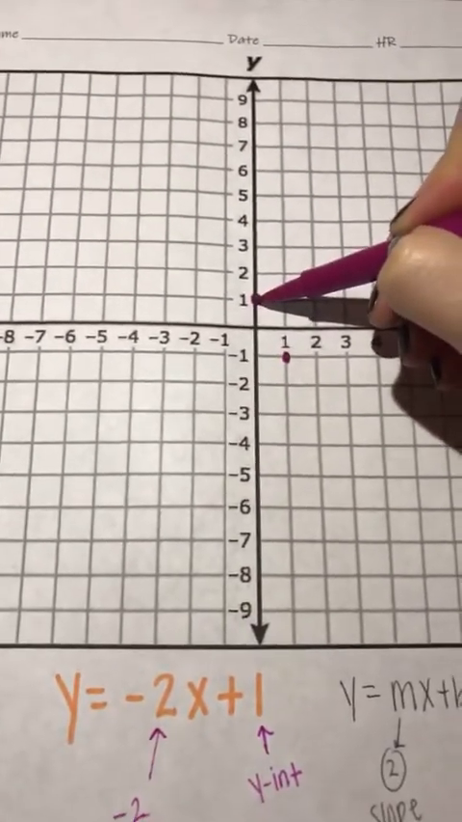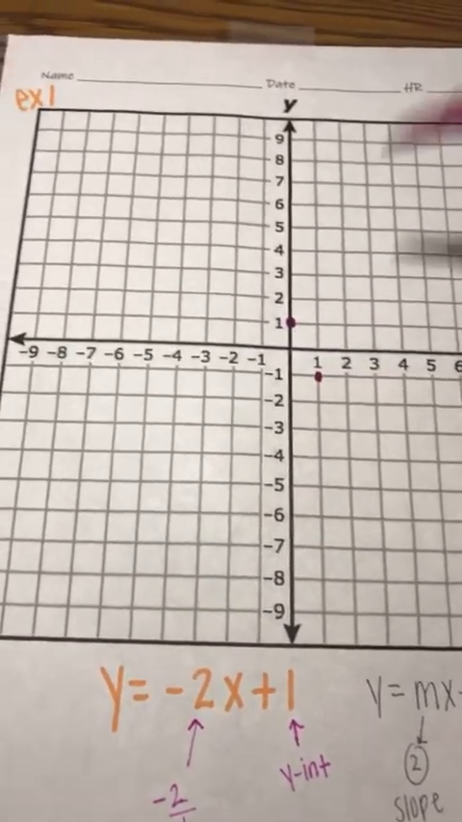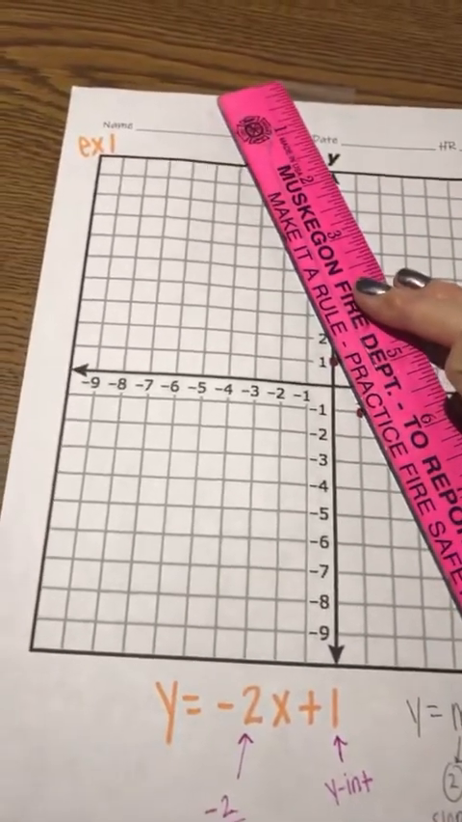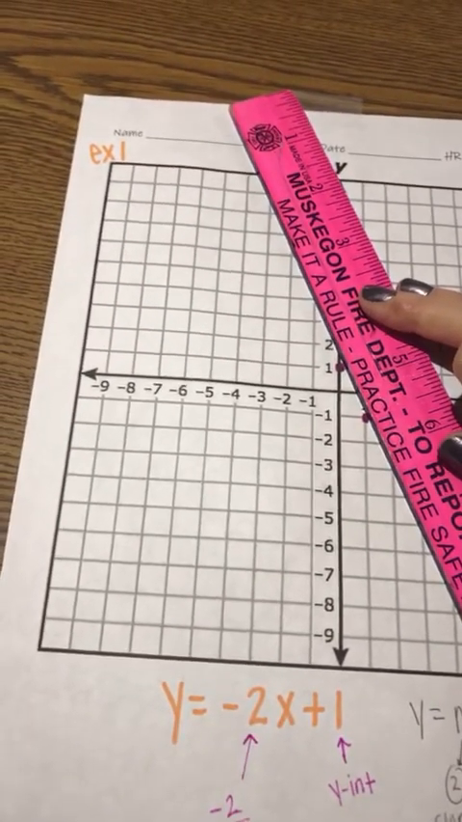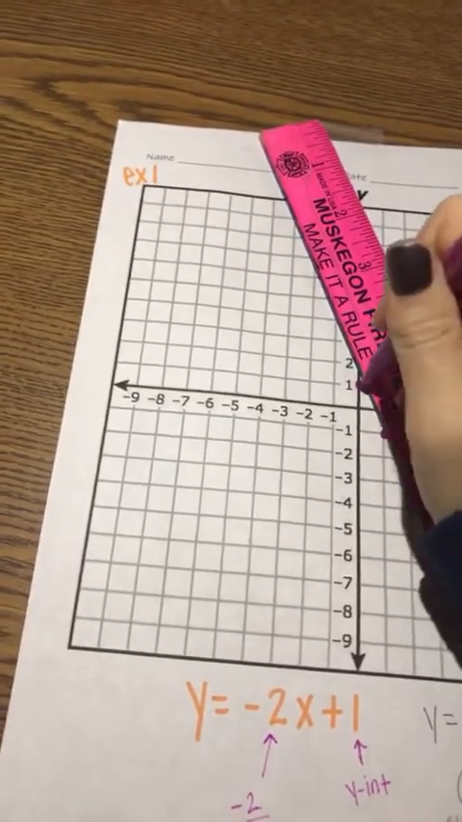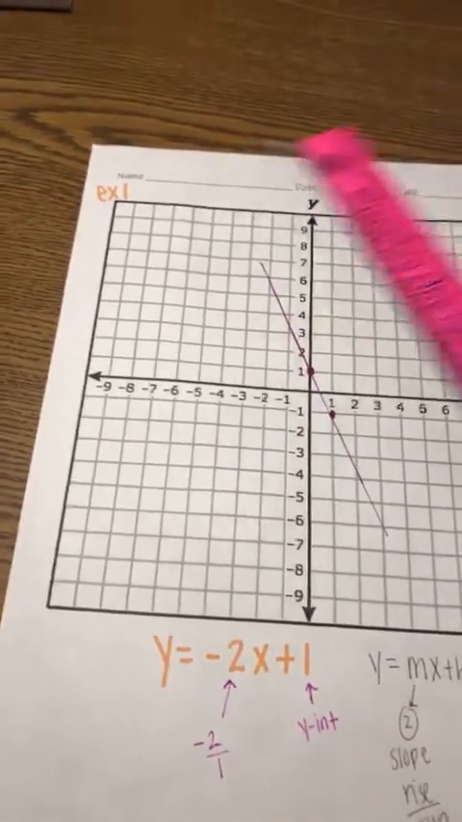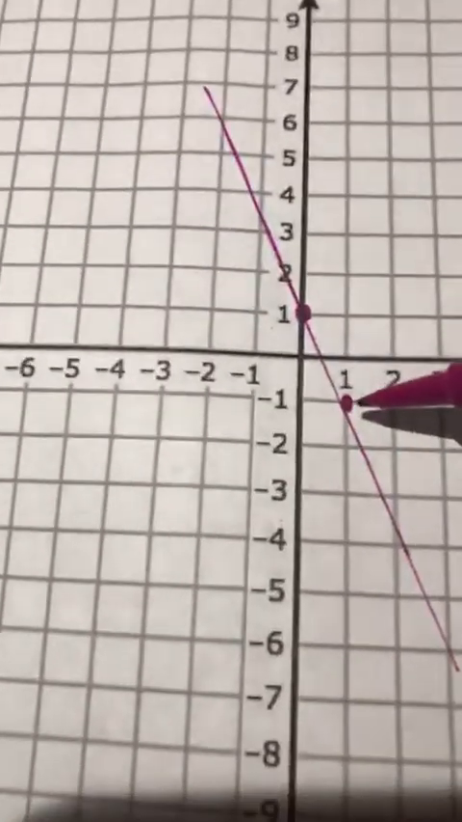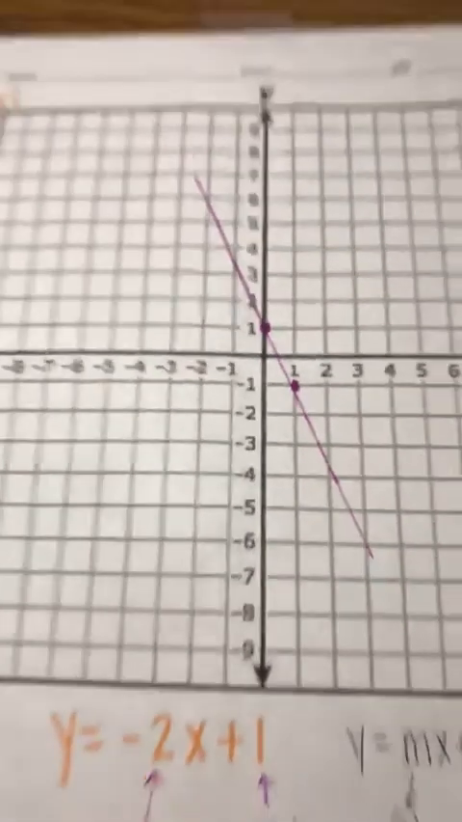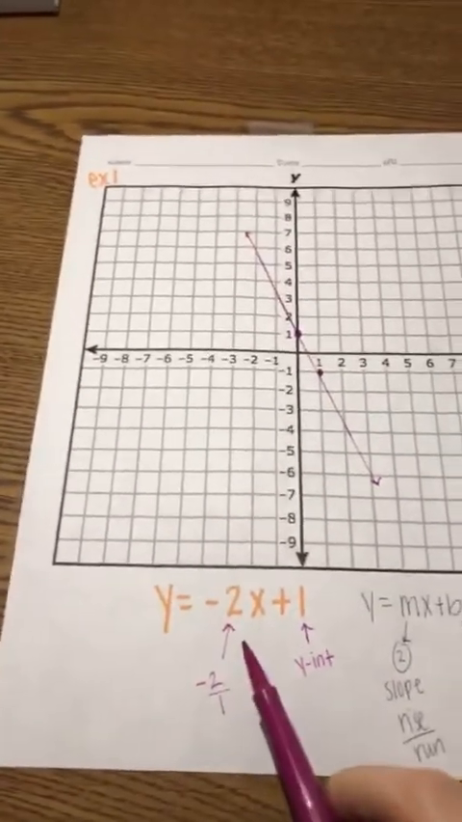You're going to go down 2, 1, 2. You're going to go in the positive direction 1. And then you can connect your dots from here. Always use a straight edge. This is really, really helpful. I'm doing this with one hand, so it's a little bit off. Don't even let your graph be off that much. So this is the first example. We've just graphed this equation.